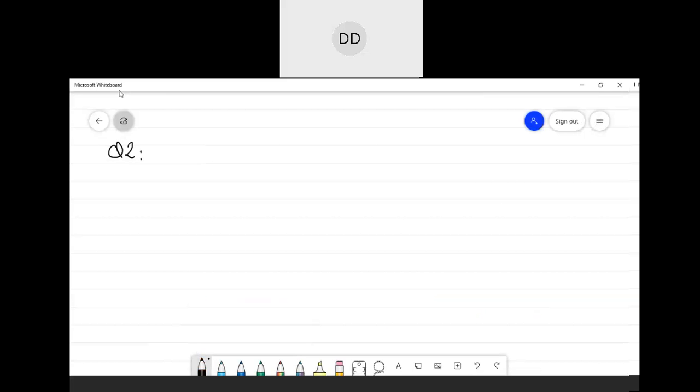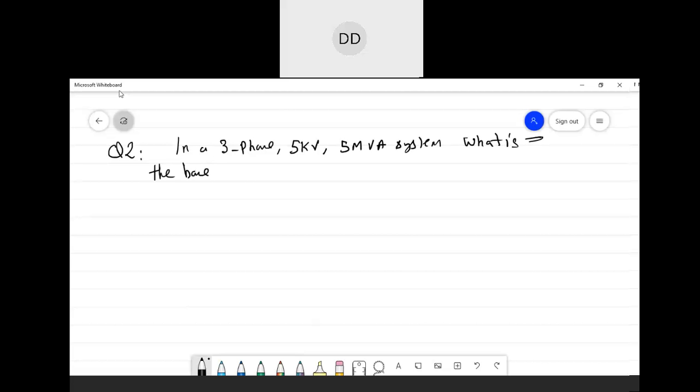Let's write: in a three phase 5 kV, 5 MVA system, what is the base impedance? By now most of you might have already done this problem, so it's a very simple problem.